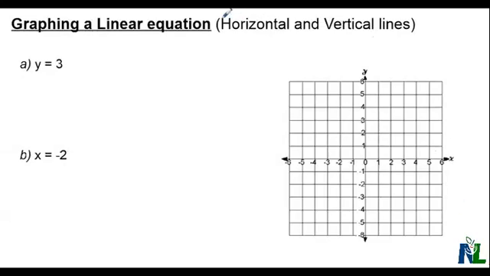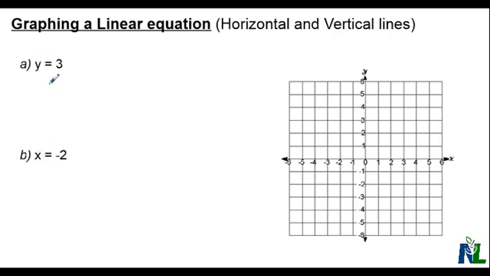Okay, so the goal of this video is to help you identify horizontal and vertical lines based on the equations that are given, and then graph those on a Cartesian grid. Alright, so in our example, we have y equals 3. The first clue that we're dealing with either a horizontal or vertical line is that we only have one variable in this equation. Same thing down below.